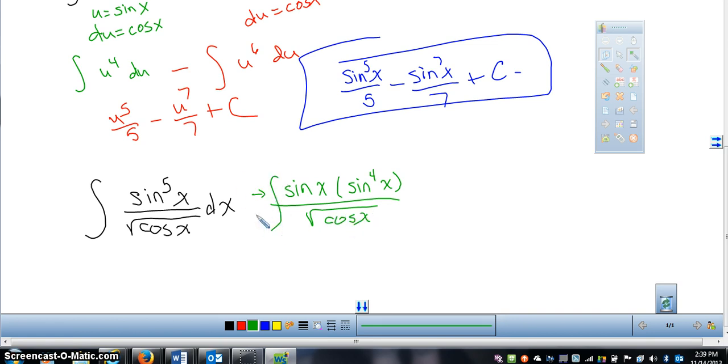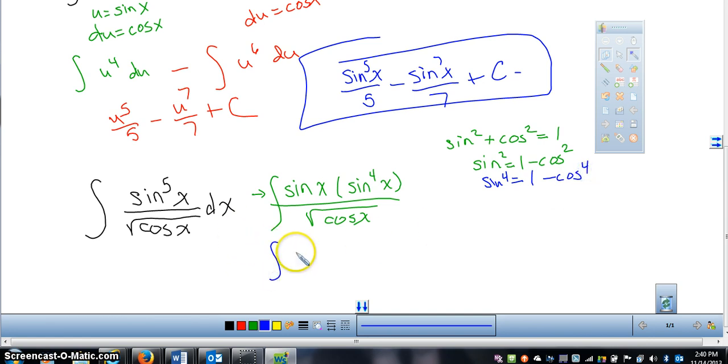And then I'm going to go back up to my Pythagorean rule. Remember, sine squared plus cosine squared equals 1. So that means that sine squared equals 1 minus cosine squared. Therefore, sine to the fourth would equal 1 minus cosine squared, squared. So what I'm going to do now is substitute. I'm going to still have sine of x, but now I'm going to have 1 minus cosine squared, squared, of x all over the square root of cosine of x.